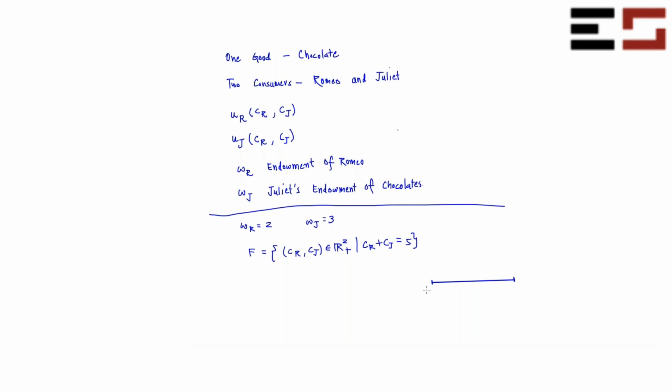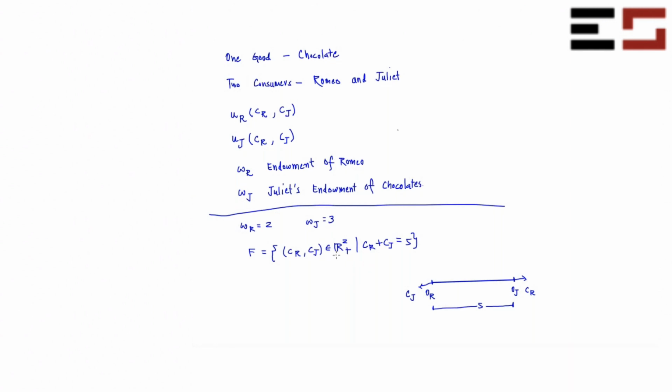This is the origin of Romeo. In this direction, the amount of CR is increasing, and this is the origin of Juliet. In this direction, CJ is increasing. The length of this line segment OROJ is 5, because the total number of units of chocolates in this economy is 5.